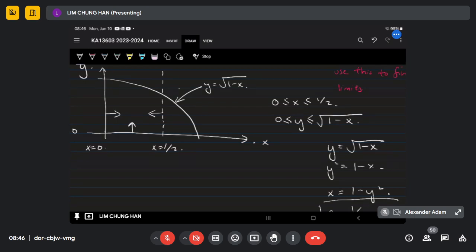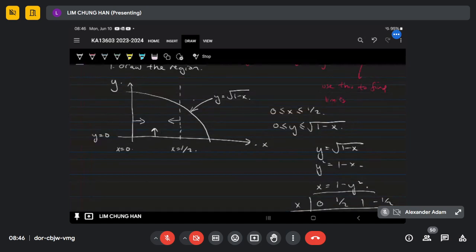Okay, so now we have the region. Wait, not finished. y is less than or equal to square root of 1 minus x. Therefore, it has to be less than, so that means it's pointing down. So where is the region? It's everything enclosed by the 4 arrows. That is the region.